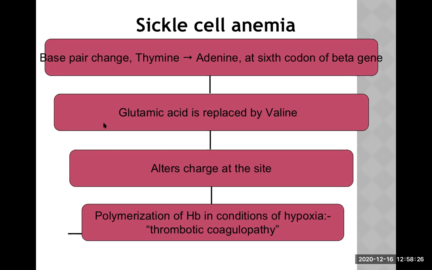Now, let me repeat again. Because glutamic acid is replaced by valine, which alters the charge at the site, there is an alteration in charge in the hemoglobin synthesis, which is known as sickle cell hemoglobin. They stick with each other unnecessarily, especially in a hypoxic environment, which results in all the clinical features of sickle cell anemia.